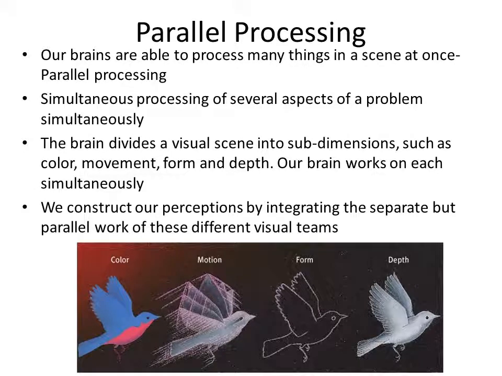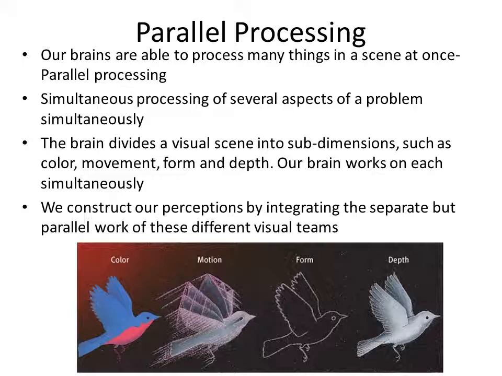Parallel processing is another visual component that happens in the visual cortex. Our brains are able to process many things in a scene at once. This is called parallel processing. Okay, it's the simultaneous processing of several aspects of a problem.